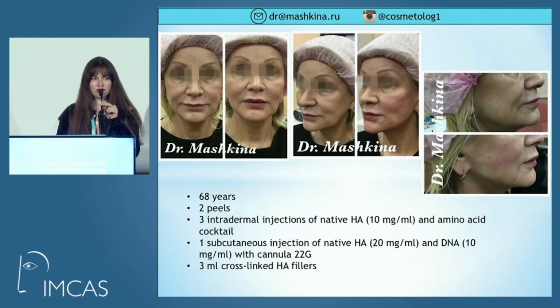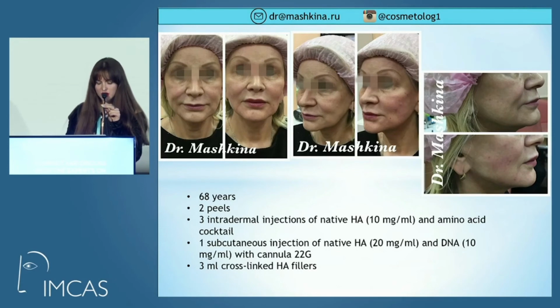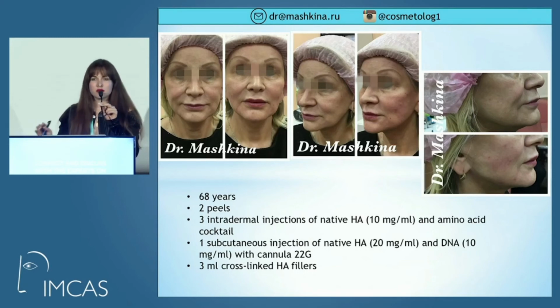And she is my favorite lady, 68 years old. She had 2 peels, 3 intradermal injections of native hyaluronic acid and amino acid cocktail, and 1 subcutaneous injection of native hyaluronic acid and polydeoxyribonucleotide with cannula. And after that we injected 3 milliliters of cross-linked hyaluronic acid. And I think that for this not very radical procedure we got a rather good result.